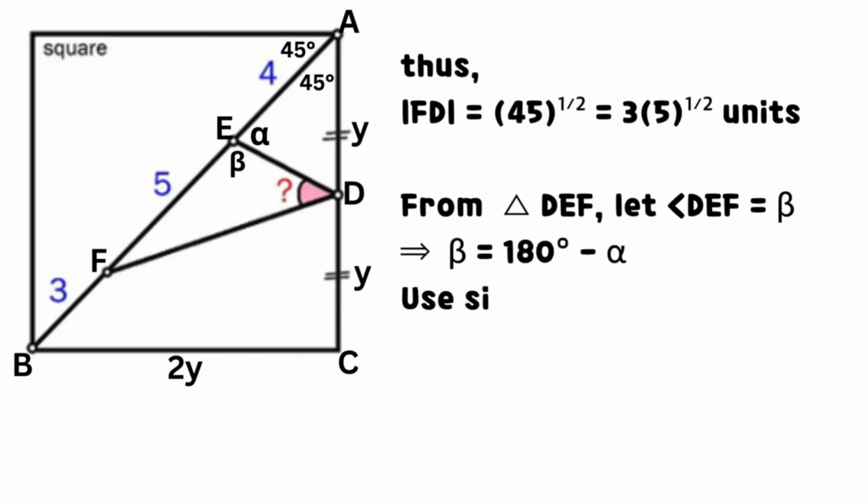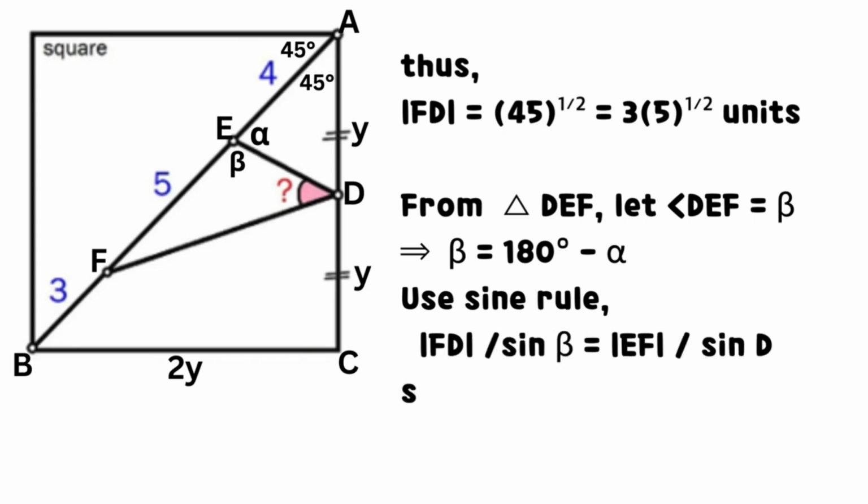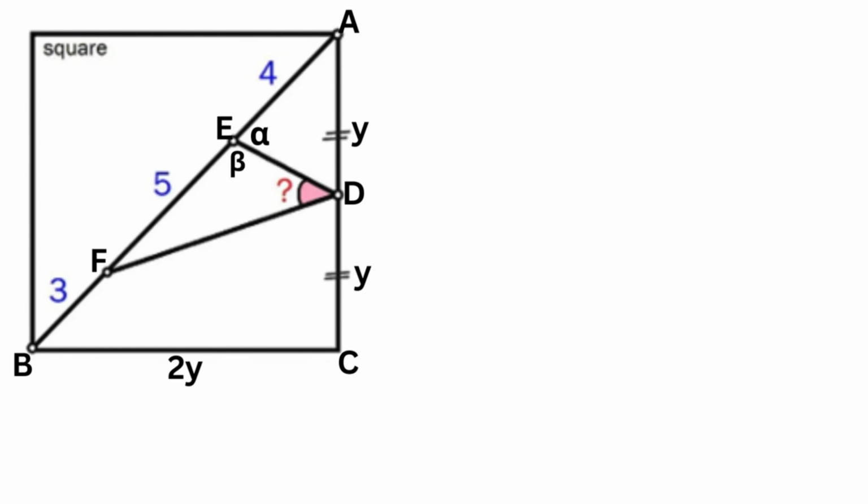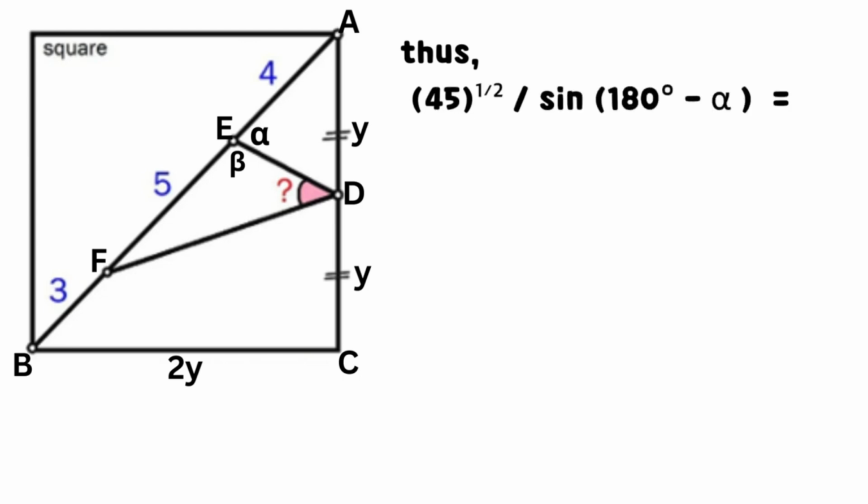From triangle DEF, let angle DEF equal beta. It implies that beta equals 180 degrees minus alpha. Use the sine rule, we have that line F, D divided by sine beta equals line E, F divided by sine D. Substitute values. Thus, we obtain the equation as shown on the screen.